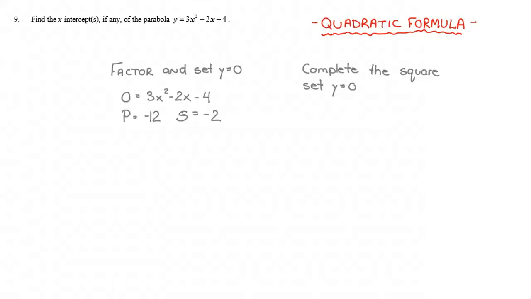Hey guys, so someone asked me about this problem here. We want to find the x-intercepts, if any, of the parabola y equals 3x squared minus 2x minus 4. There's a couple ways to do this. The best way is to use something called the quadratic formula.